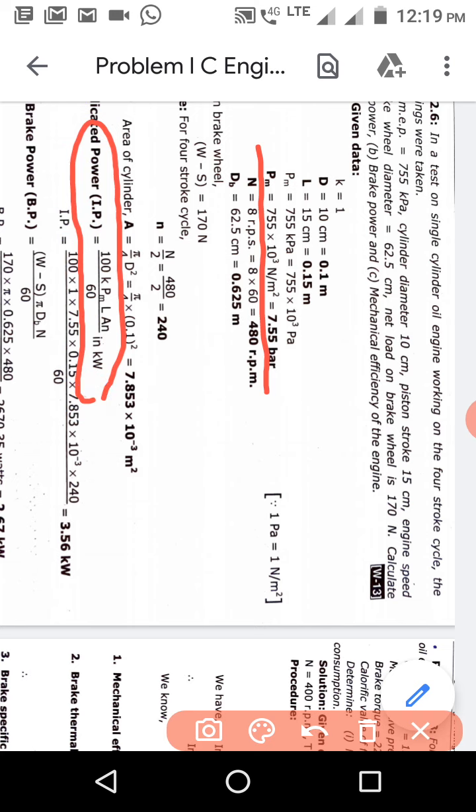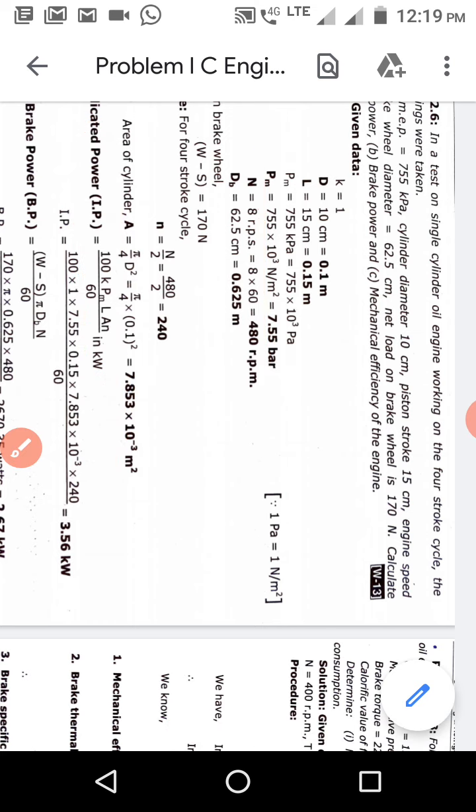We have to use this formula, that is 100 into K into Pm into L into A into N divided by 60. For that we are converting the mean effective pressure into bar, so that we can easily use this formula. So here 755 kilopascal we have converted into 7.55 bar.